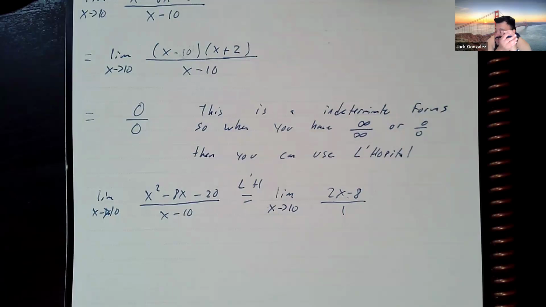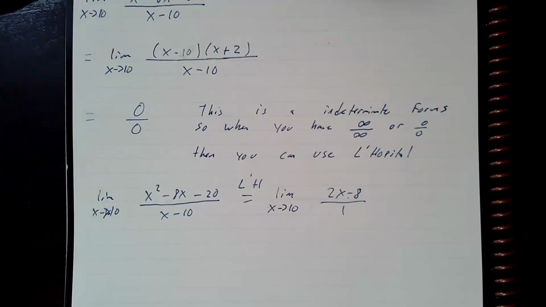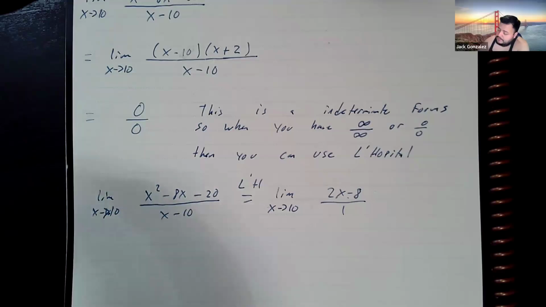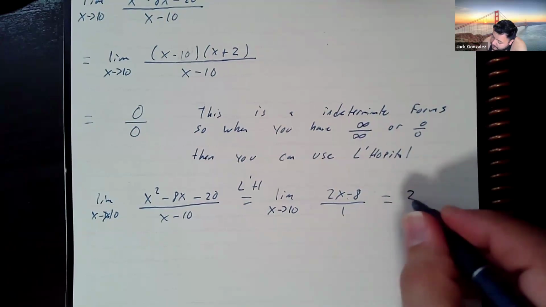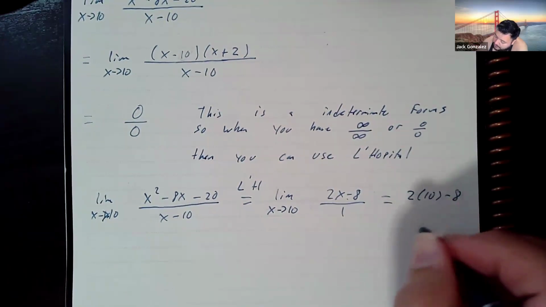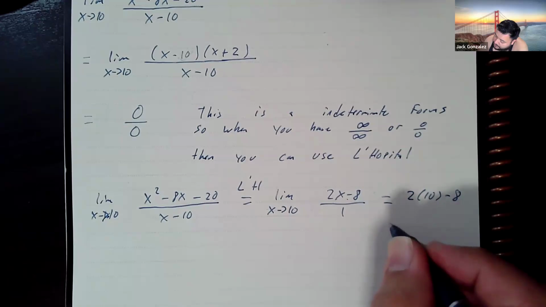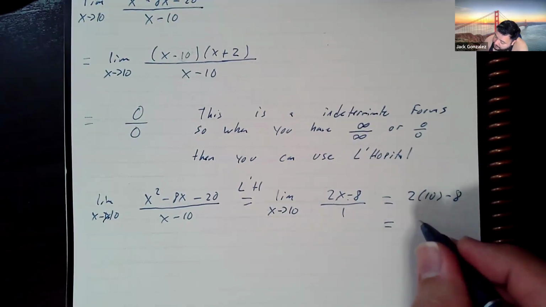So once you do L'Hopital, you end up with this. So I still have to write the limit technically. At this point, if I take the limit, because I haven't done it yet, will I have an indeterminate form again, like 0 over 0 or infinity over infinity? Or can I just plug it in? Am I good? Yes. It looks like we're fine, right? So that'd be 2 times 10 minus 8. So the limit would be 12.